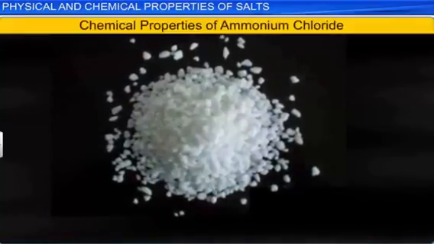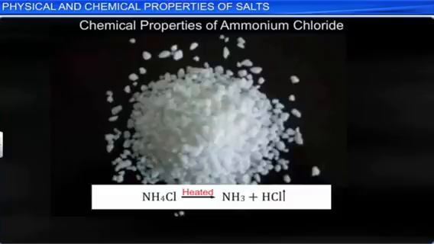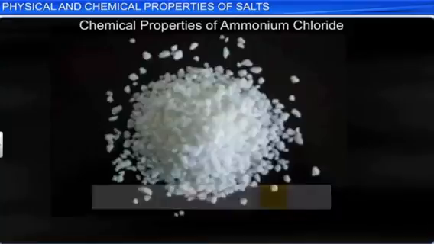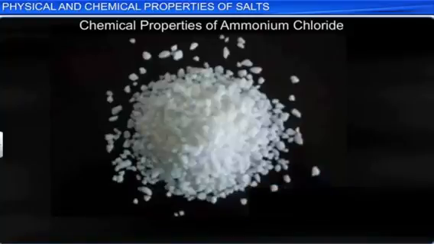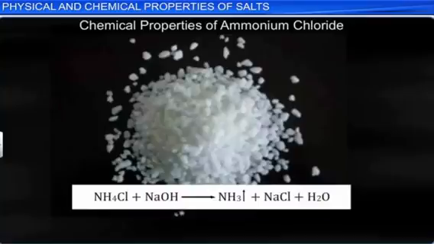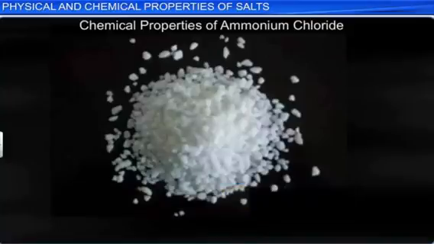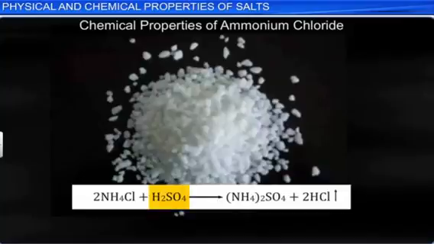On a high temperature, it gets decomposed into ammonia and hydrochloric acid gas. On cooling, these gases combine to form ammonium chloride. When ammonium chloride reacts with an alkali, such as sodium hydroxide, ammonia gas is released. Ammonium chloride reacts with sulfuric acid to give out hydrogen chloride gas. Moreover, ammonium chloride also reacts with slaked lime to produce ammonia.